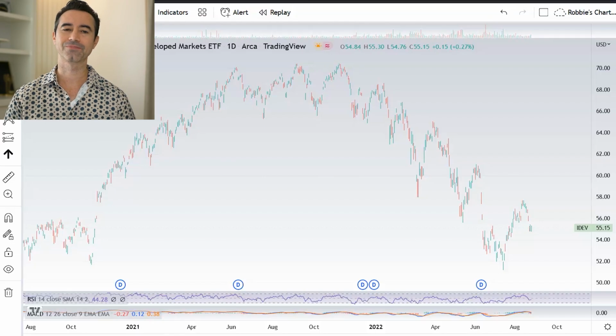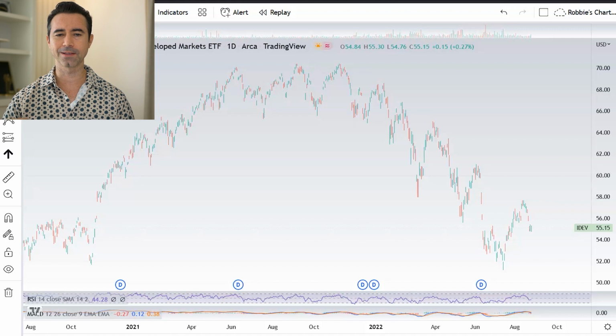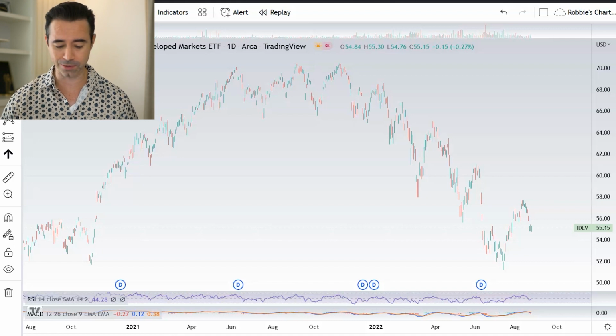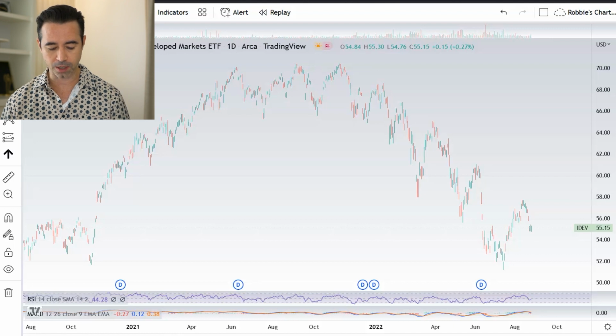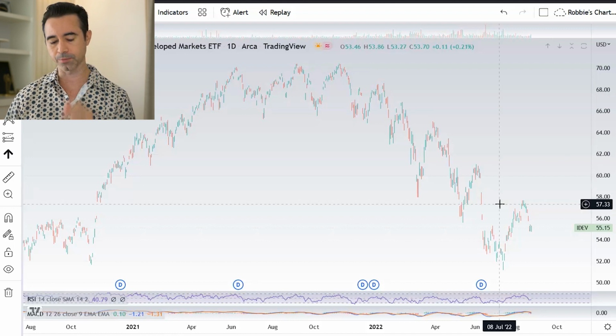So here's the chart. Okay, here's the chart. We're not going to do anything crazy on this. I know you're probably not trading this. You're not traders looking at international ETFs. I mean, maybe you are, but we're going to just take a look at two things. Two things I'm looking at.